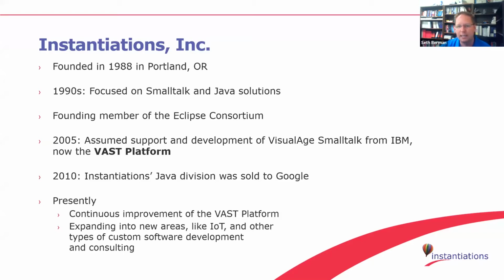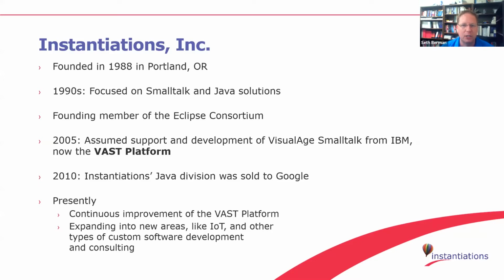We sort of hit our stride in the 90s with a focus on Smalltalk and Java solutions, where we forged relationships with various companies like IBM. And during this time, we became a founding member of the Eclipse Consortium, which later became the Eclipse Foundation. Sort of as a result, we were one of the first IBM partners to be briefed on the Eclipse IDE in 1999. So due to this strong relationship we formed with IBM over the years, in 2005, we reached an agreement with them to assume support and development for their Visual Age for Smalltalk product, which is now named the VAST platform. So some of you may remember the Visual Age suite of products back in the day.